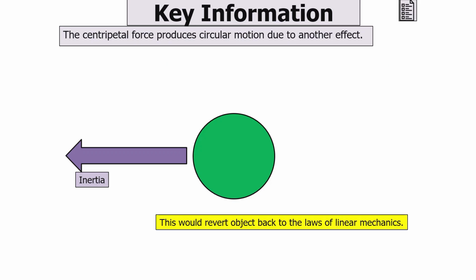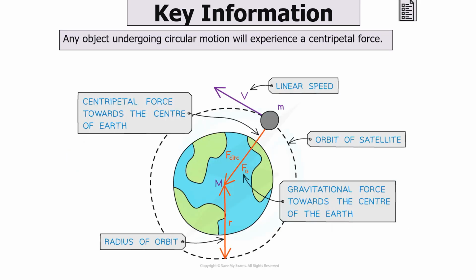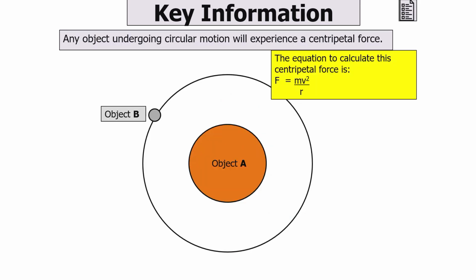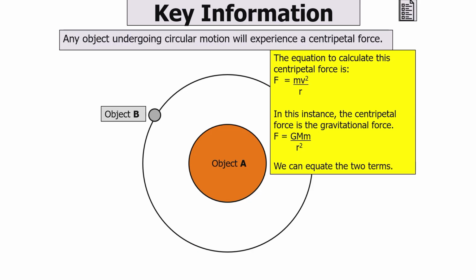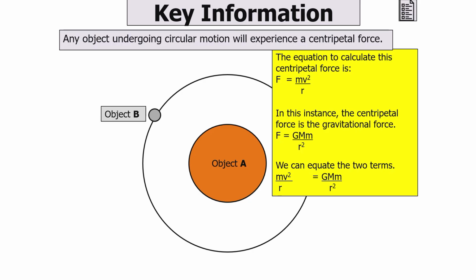So the object would revert back to the laws of linear mechanics. As we can see in the following diagram, we have just summarised what we've looked at in terms of the centripetal force. Now, the equation to calculate the centripetal force is F is equal to mv squared over r. In this instance, the centripetal force is the gravitational force, which is equal to GMm over r squared. This means that we can equate the two terms to each other. So we can say mv squared over r is equal to GMm over r squared.